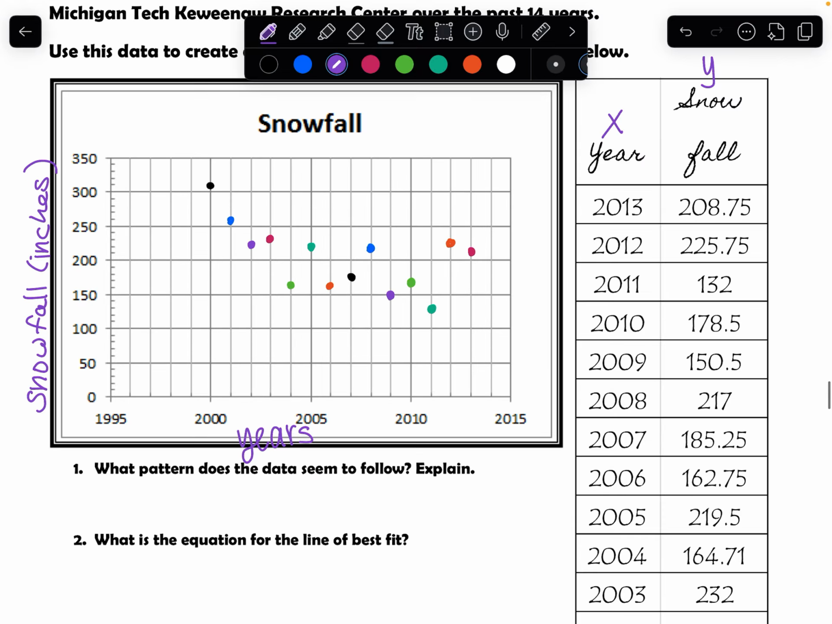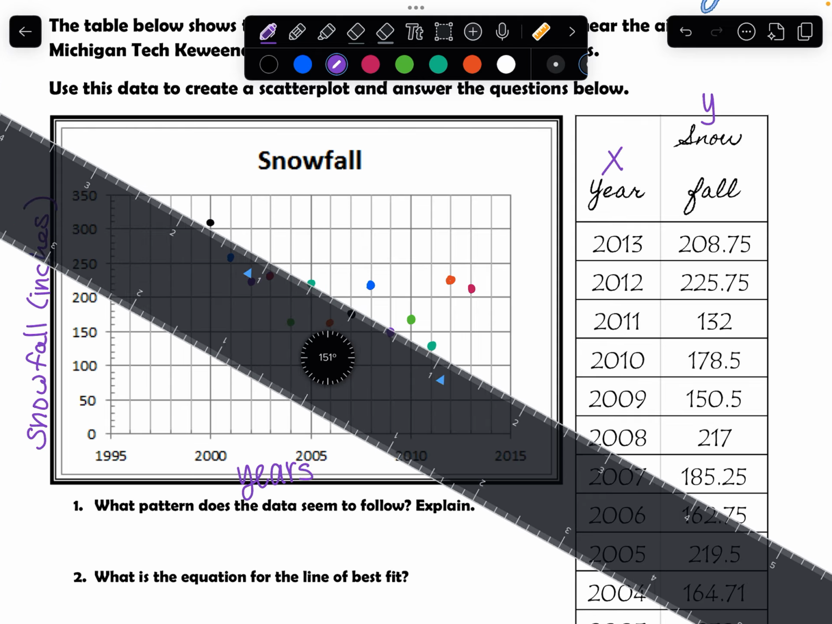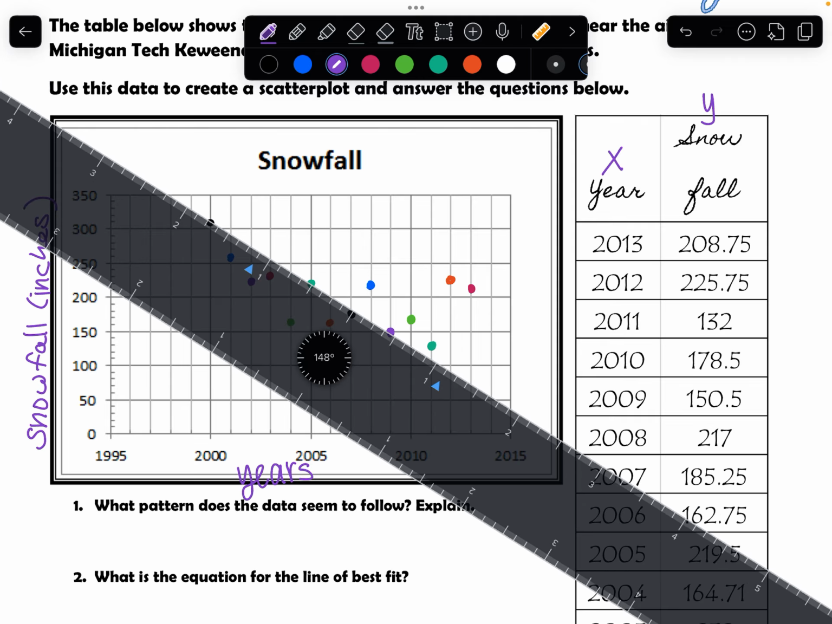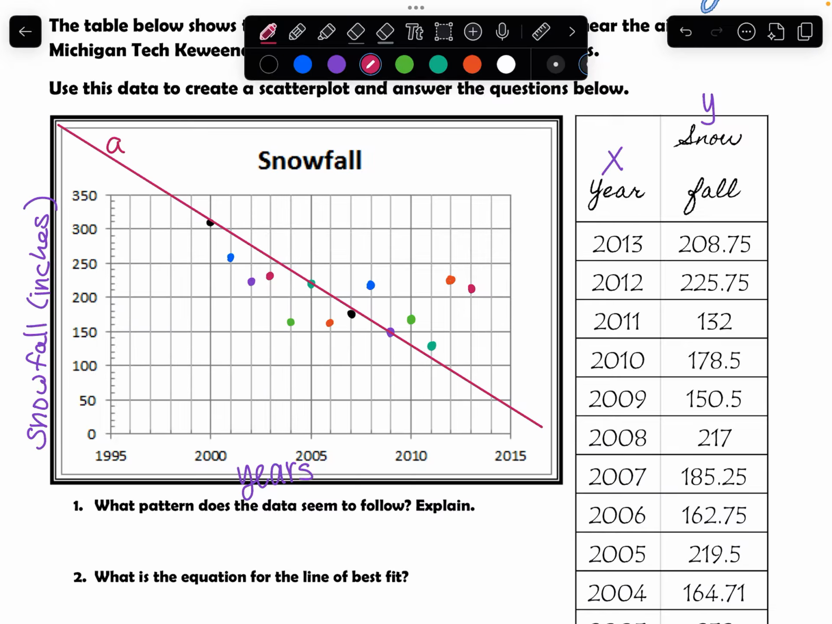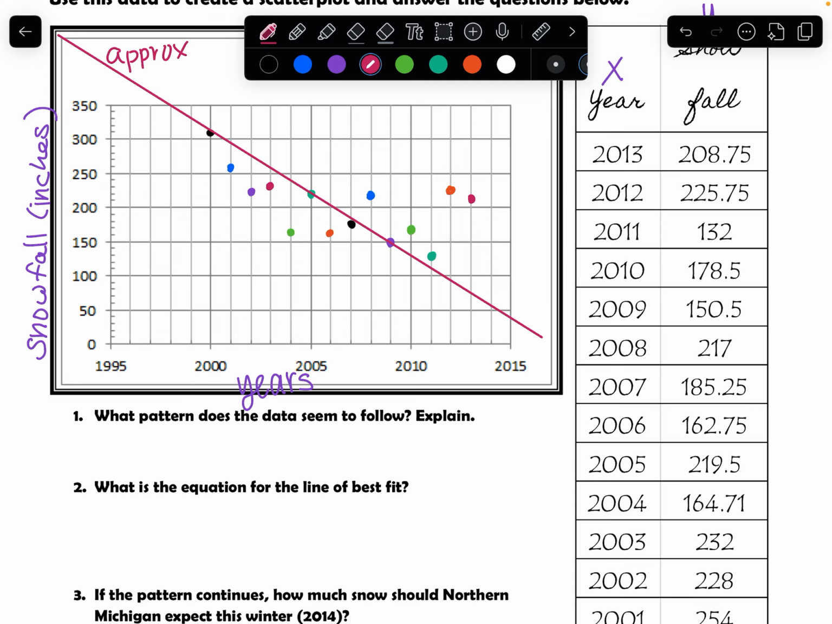Okay, so now I'm going to bring in my ruler, and I'm just going to kind of guesstimate where it's in the middle of all my data. And I'm going to draw in my line, and that would be my approximated line of best fit. Because of this line, it is linear, because it forms a straight line, and it is negative because the line goes down.